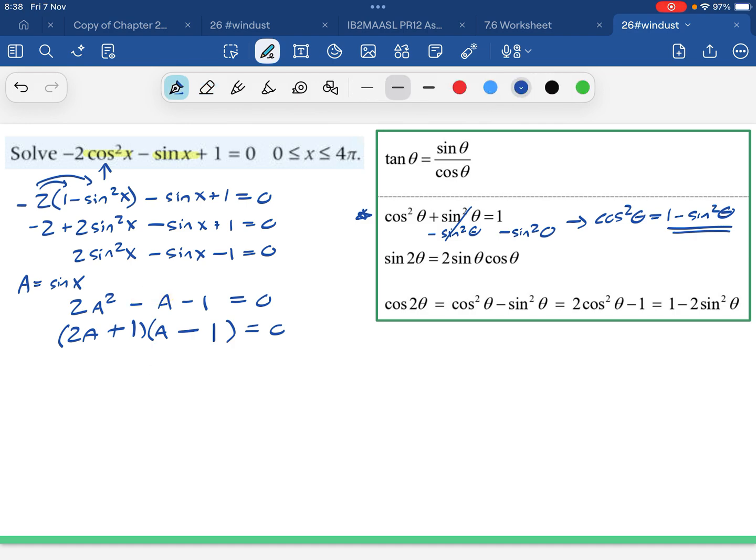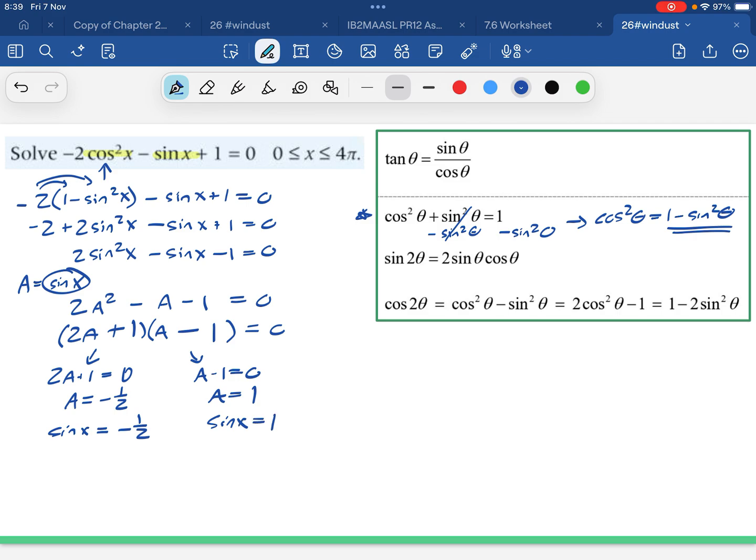All right, so what's a going to be? Well, what makes 2a plus 1 equal to 0? If I went through and solved that, a would have to be negative 1/2. And what makes a minus 1 equal to 0? Well, it's when a is equal to 1. Great. So I've solved for a, but that's not what this question's asking. The question's asking you to solve for x. So now I need to bring this sine x back into the problem. So I'm going to write that as sine of x is equal to negative 1/2. Over here, sine of x is equal to 1.